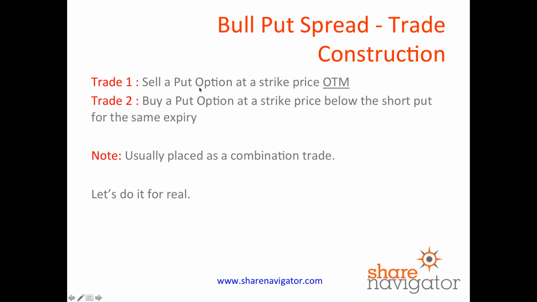So what is the trade construction on this? Well, it's two separate trades, but when you're placing them with your broker, you usually place them as a combination trade. The first trade is when you sell a put option at a strike price, we would recommend out of the money. And then the second part of the trade is where you buy a put option at a strike price which is below the short put for the same expiry. So in essence, the bull put spread is the short put strategy with a bit of insurance underneath it. That's what it is. So let's go to our Interactive Brokers demo account and do a trade for real.